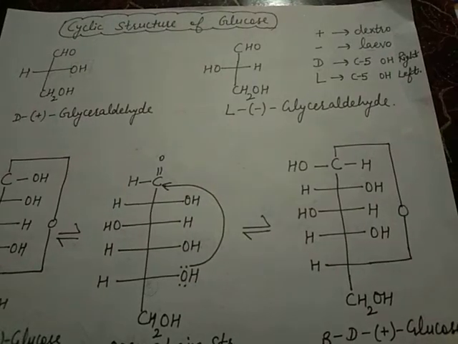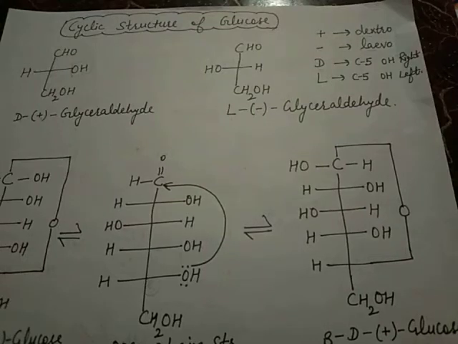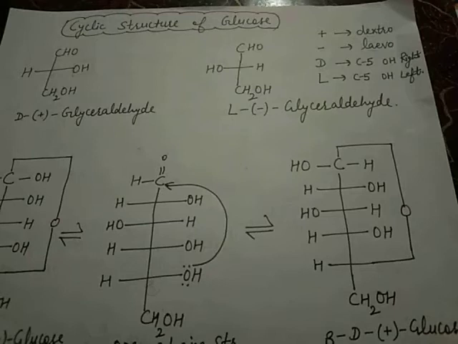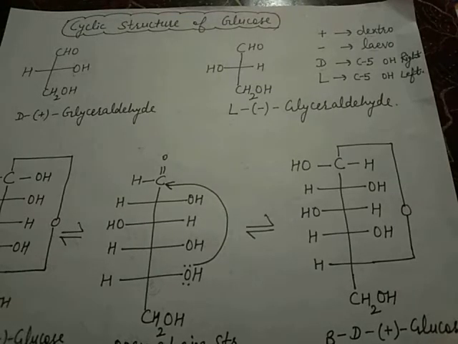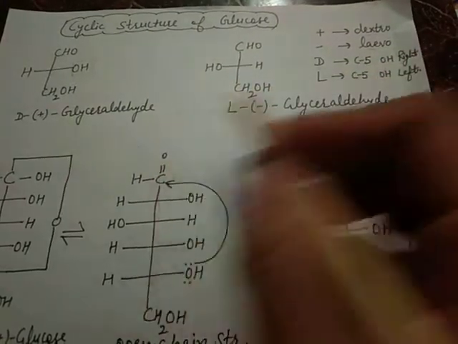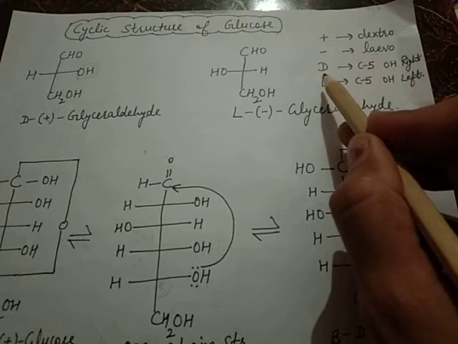Good morning, students. Today's topic is the cyclic structure of glucose. In the previous class, we already learned the open chain structure of glucose, having 6 carbon atoms. Here we will discuss the D and L configuration, this D and this L. First of all, we will discuss the D configuration.